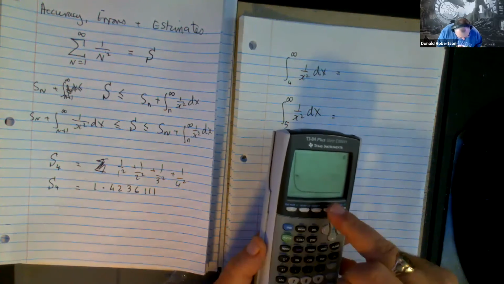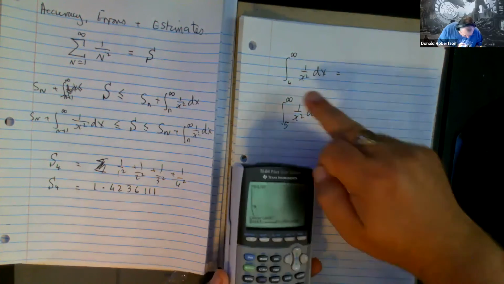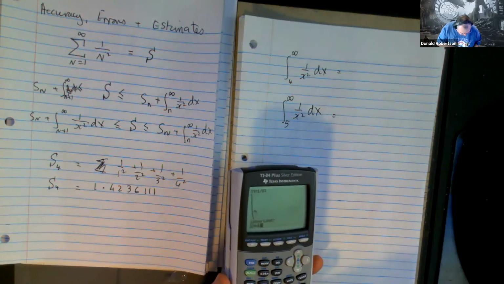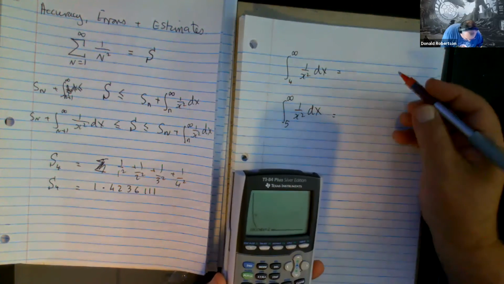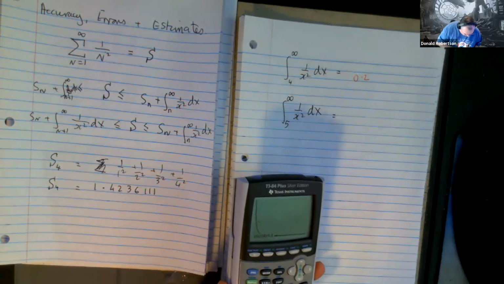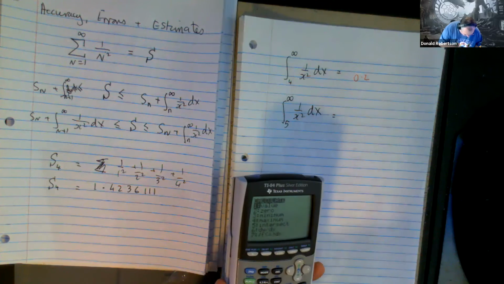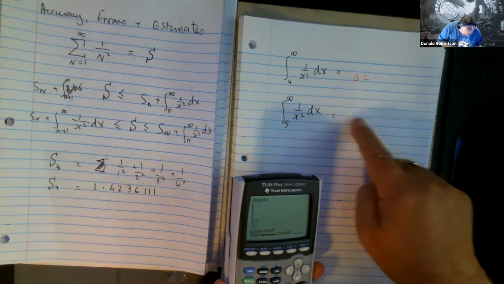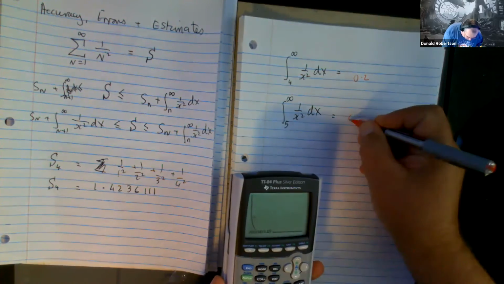Now I'm going to go second calc, number 7. I'm going to do 4 to infinity. So that's going to be 4 to 20. And the answer I get is 0.2. And then I'm going to go second calc, number 7, and I'm going to do 5 to infinity. Only it's going to be 5 to 20. And the answer I get is 0.15.